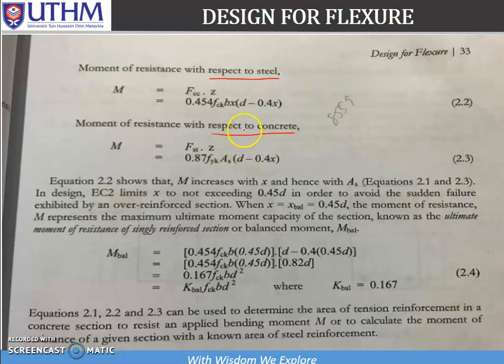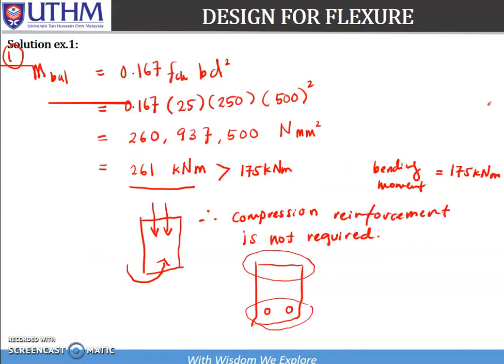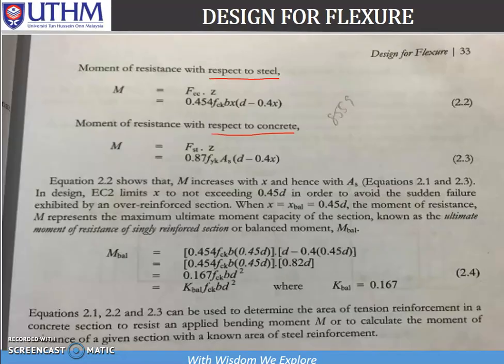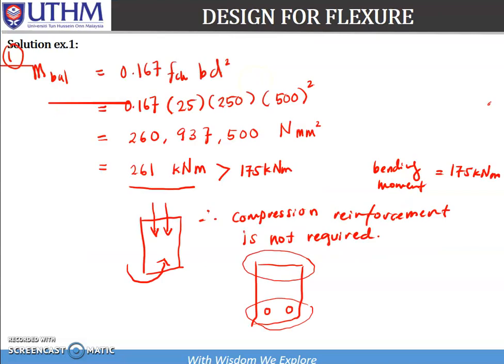What is the difference? As I mentioned before, we design our beam with a single reinforcement, which means that the compression part is strong enough. So the balance of the moment will be catered by the steel. That's why we will use the moment of resistance with respect to steel, and we will use this equation. Because the concrete is strong enough, the balance moment will be catered by the steel.